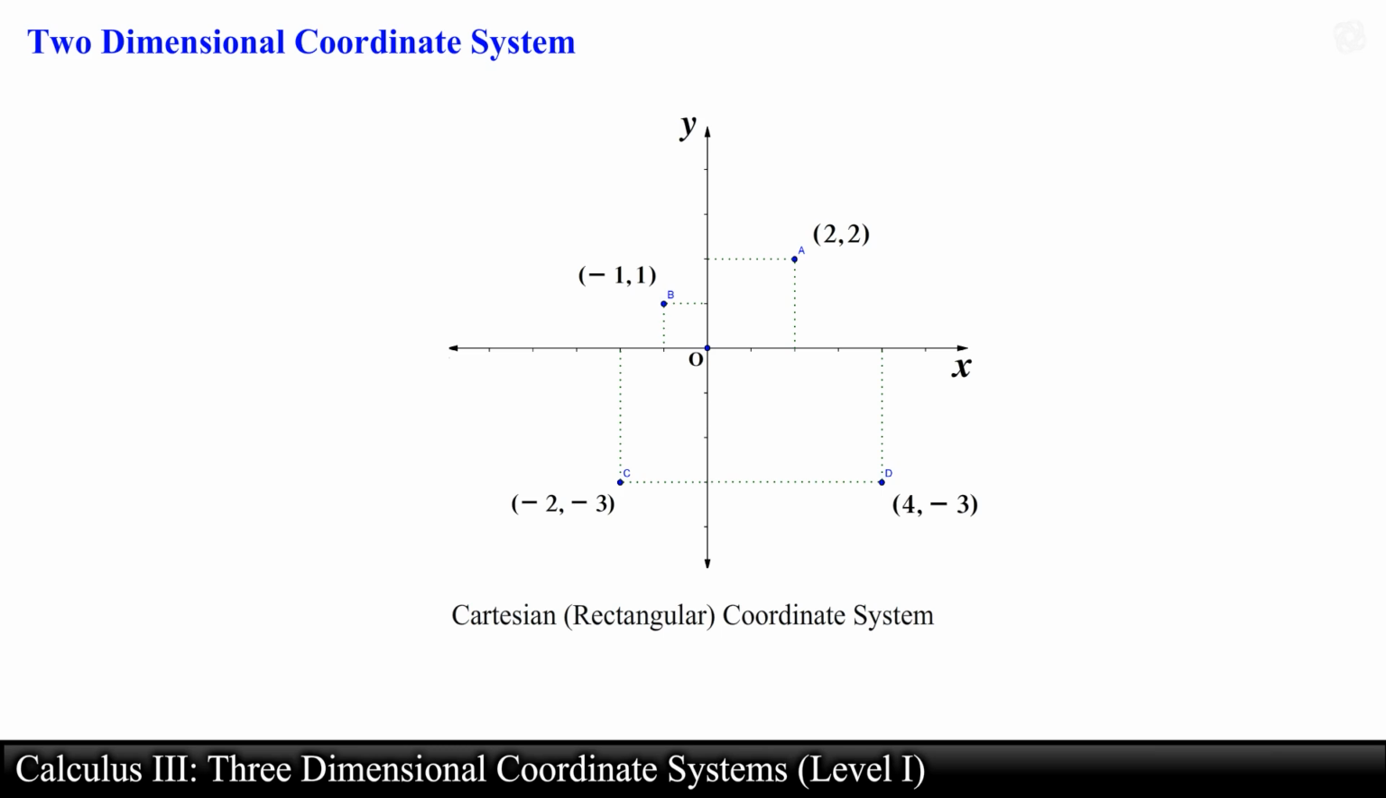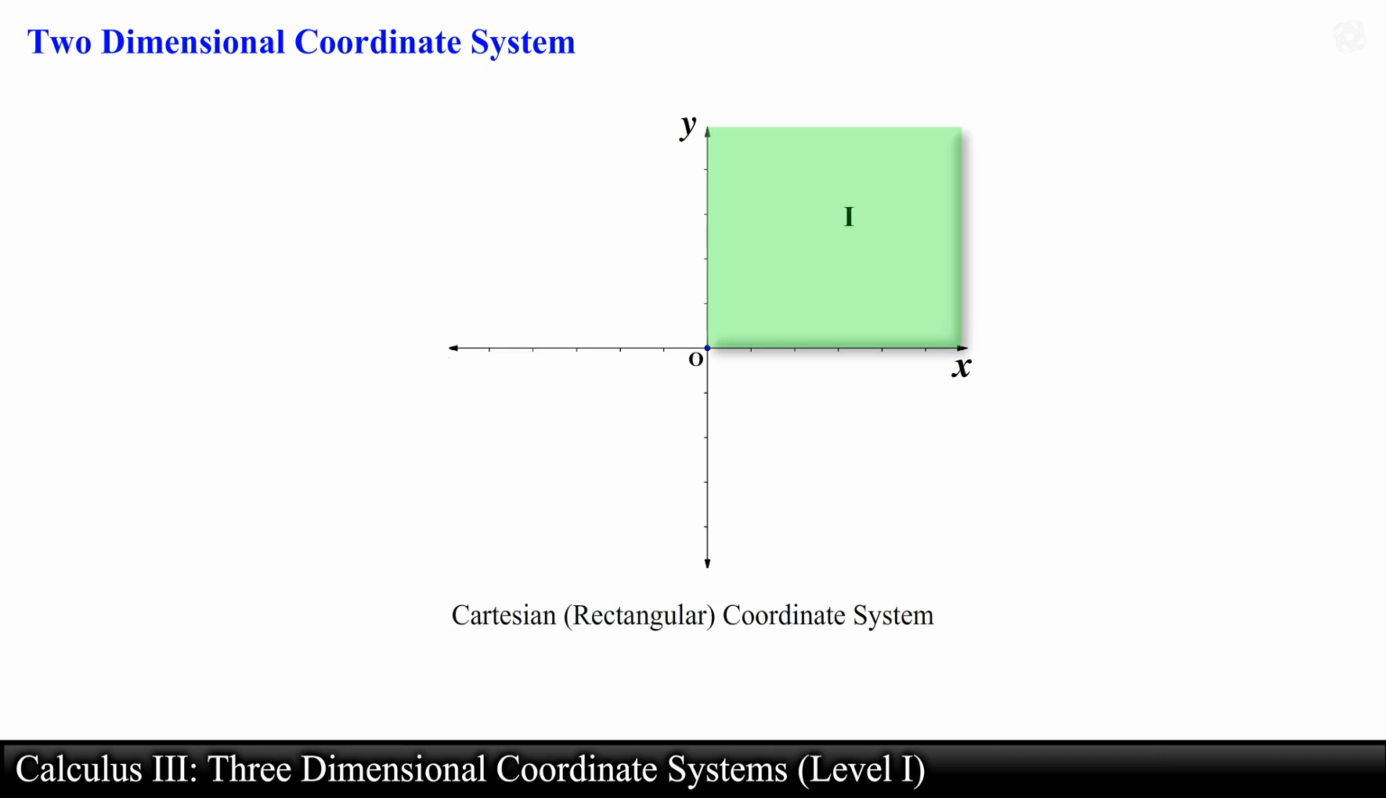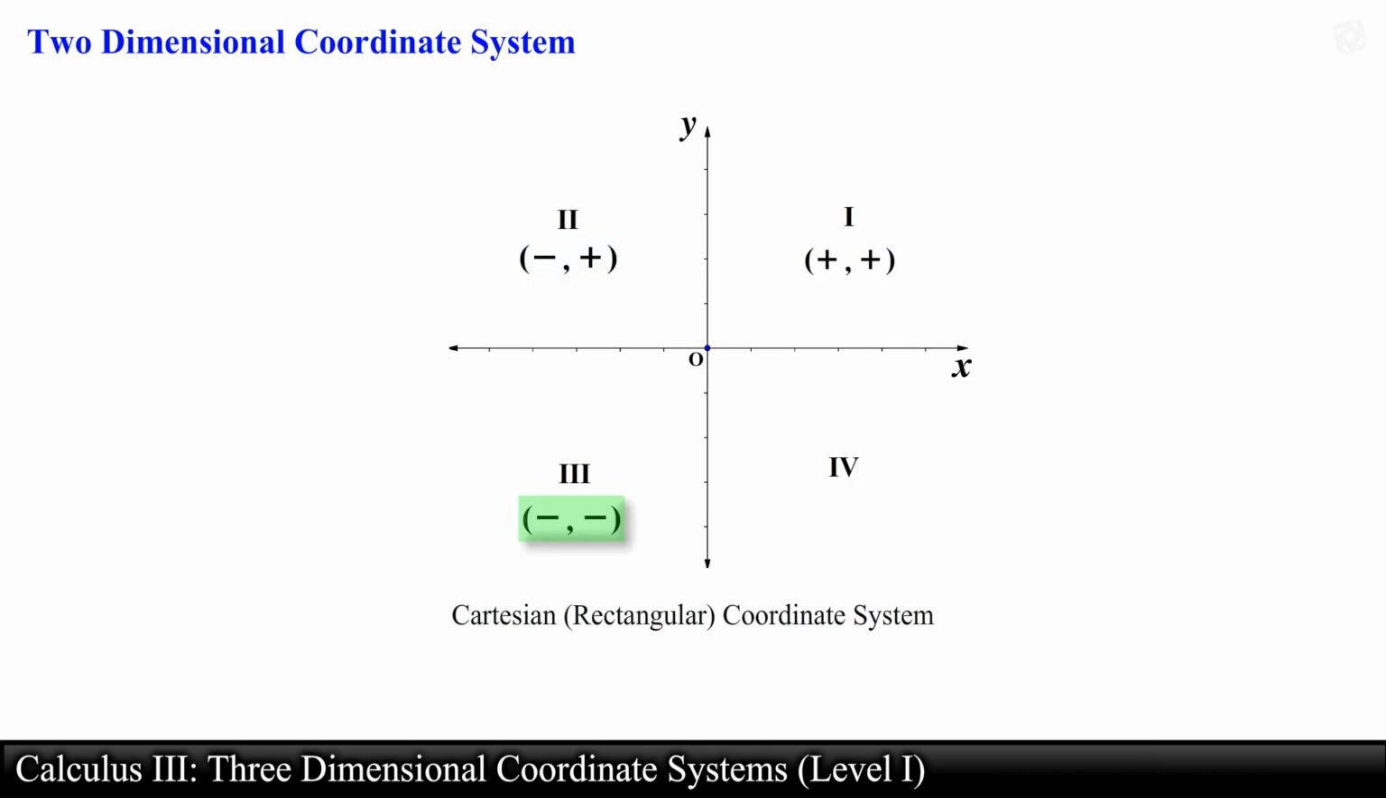Also notice that a two-dimensional coordinate system is broken up into 4 regions, also known as quadrants. They are usually labeled as follows: Quadrant 1, Quadrant 2, Quadrant 3, and Quadrant 4. In addition, the sign for each coordinate of an ordered pair is dependent on which quadrant the point is located. If the point is located in Quadrant 1, both the x and y coordinate will be positive. In Quadrant 2, the x coordinate will be negative, and the y coordinate will be positive. In Quadrant 3, both the x and the y coordinate will be negative. And finally, in Quadrant 4, the x coordinate will be positive, and the y coordinate will be negative.